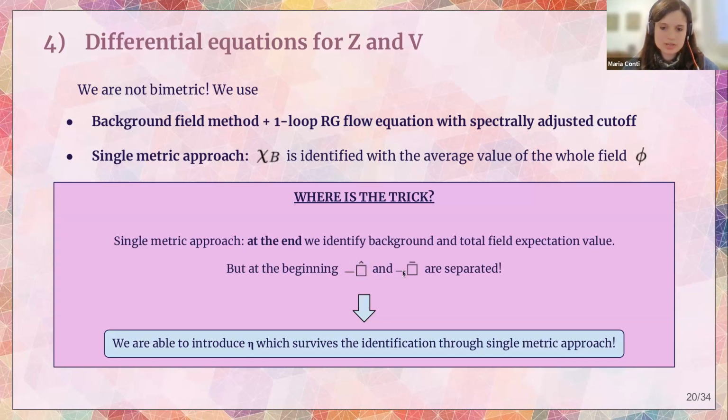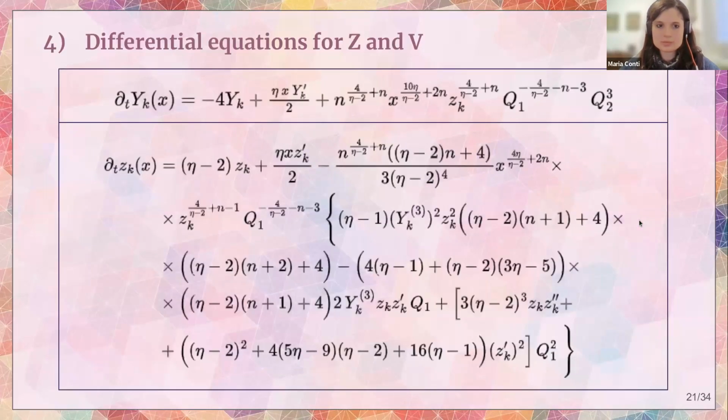So this box operator and this other box operator were very different, okay? And this difference is the one that made us able to introduce eta, okay? Then we do all of our computations, and at the end of them, we perform this single metric approach. But eta survives this identification, and we end up with differential equations for the dimensionless counterparts, which look like so.